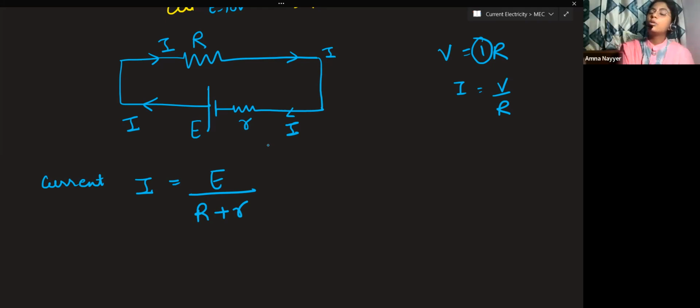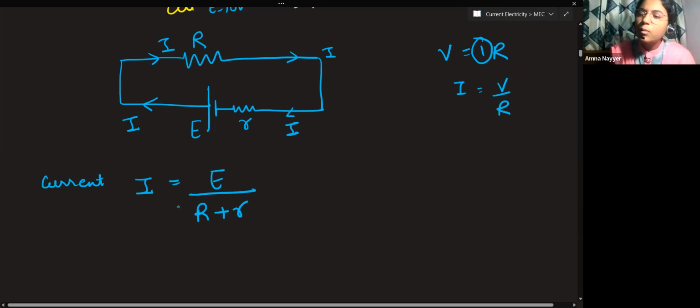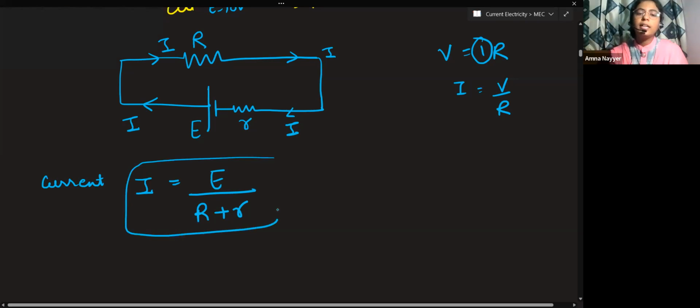So if you have more than one resistor, put R equivalent here. In this manner you can get it. So ultimately your formula will be what? E divided by capital R plus small r. Capital E is the EMF, capital R is the external resistance, and small r is the internal resistance.